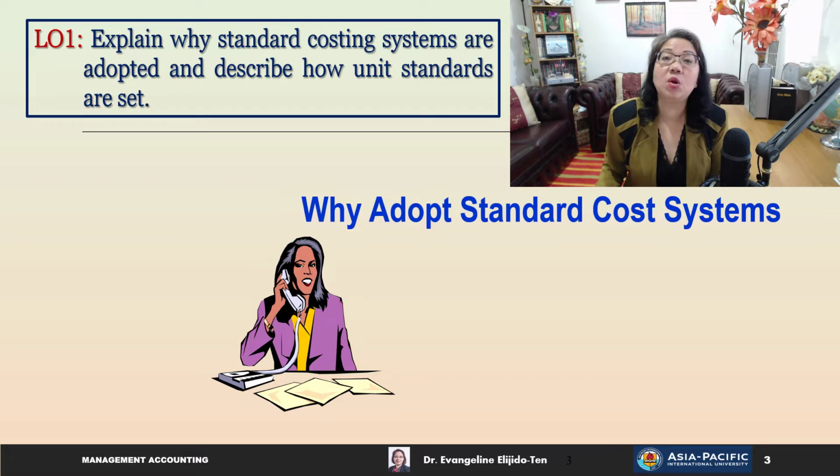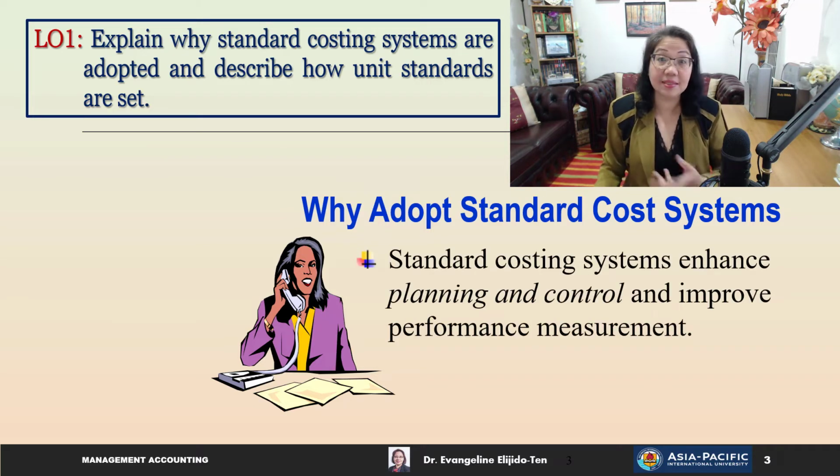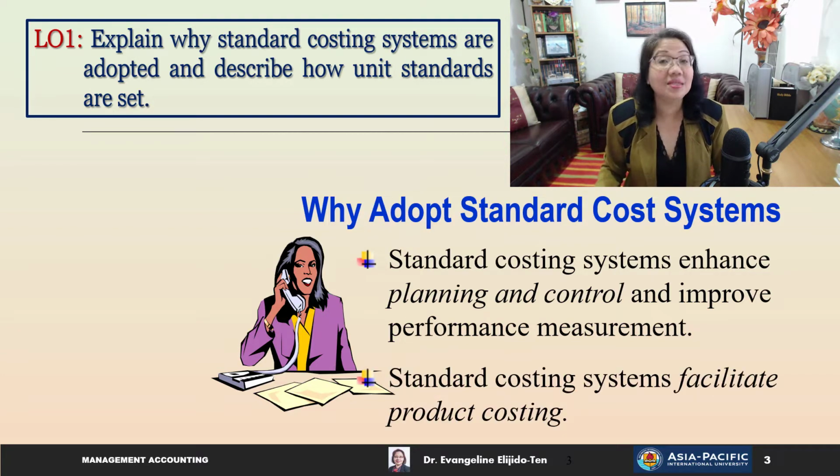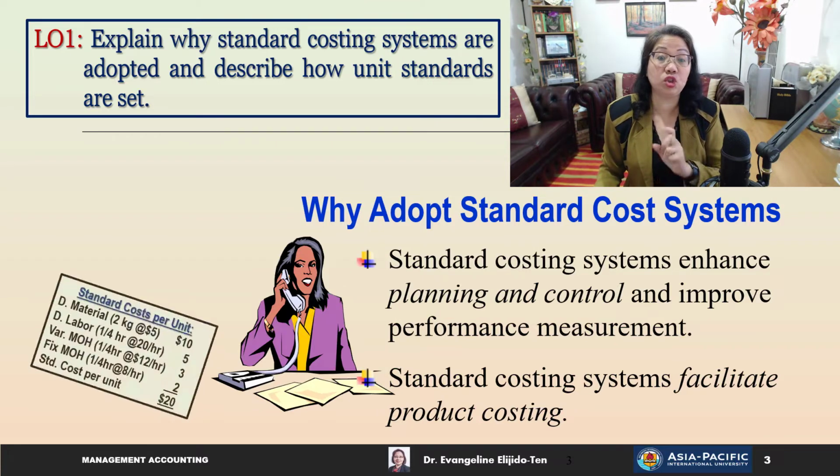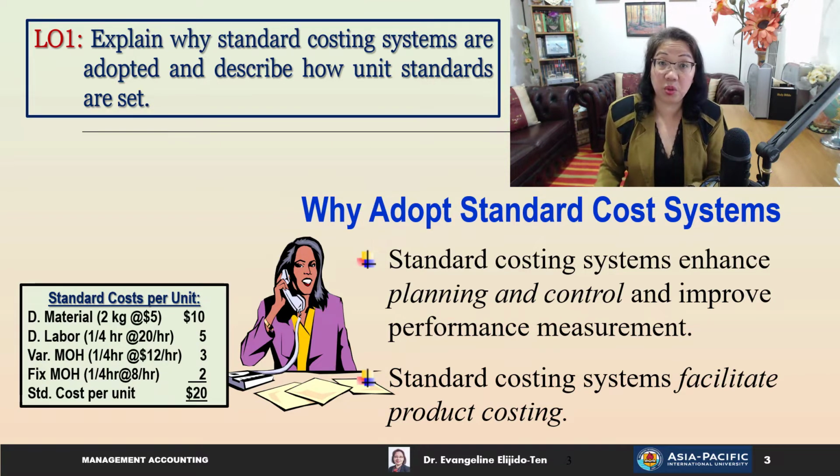Here, we will explain why standard costing systems are adopted and will describe how unit standards are set. So first up, why adopt standard cost systems? Well, there are 2 main reasons. First, standard costing systems enhance planning and control, and as a result, it improves performance measurement. Secondly, standard costing systems facilitate product costing. It is important to know how much should each product that we produce cost.